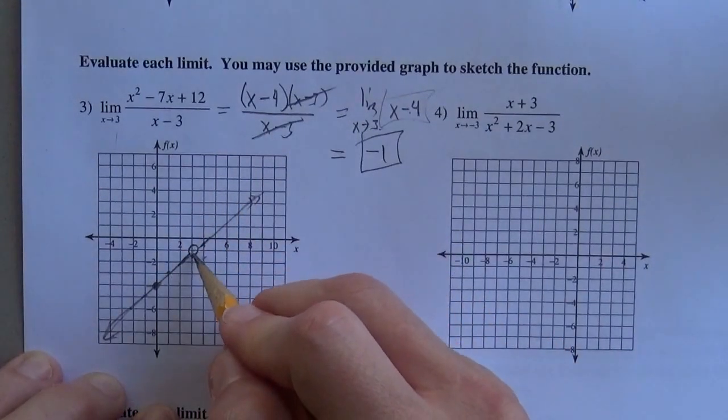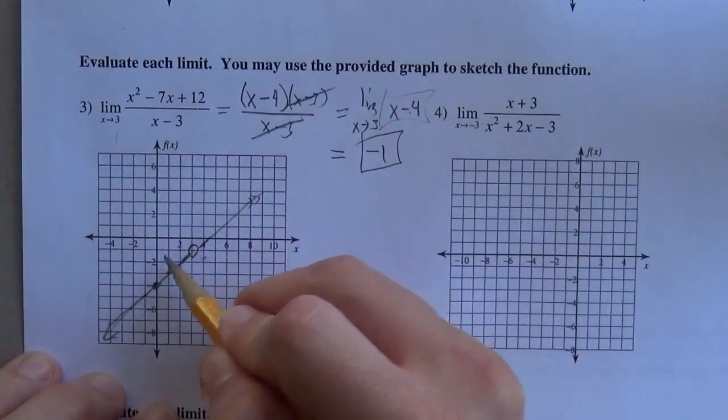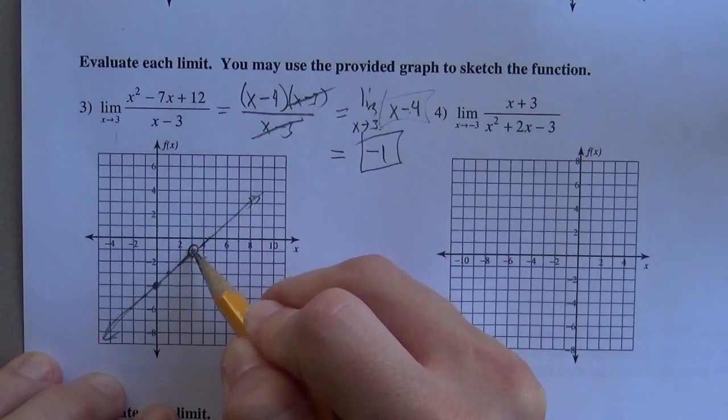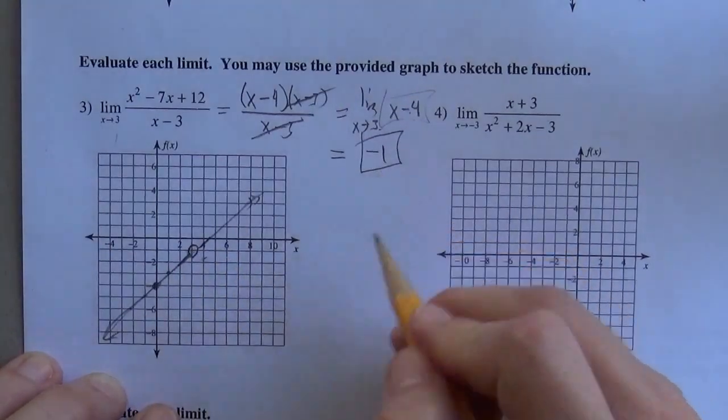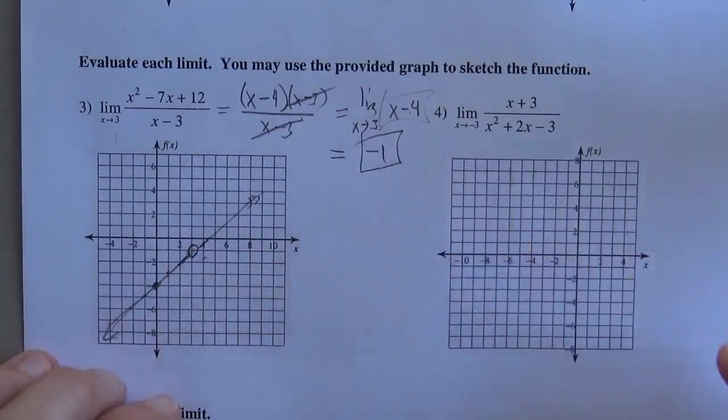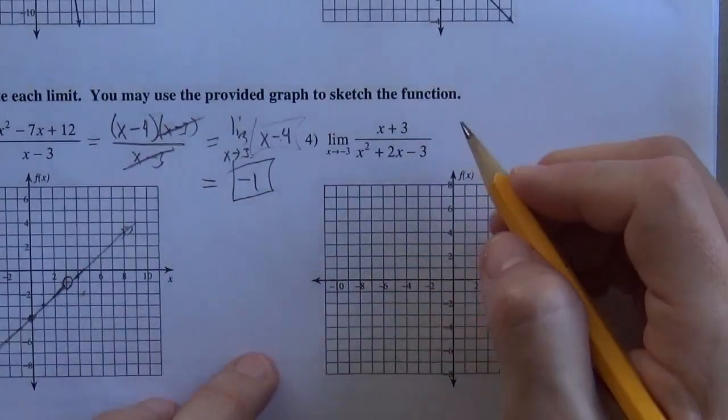And so we can see that when x goes to 3, the y value wants to be -1, even though the function's not defined there. We can see where it approaches, what that limit's supposed to be. So we got that guy there. And that's our first tool.